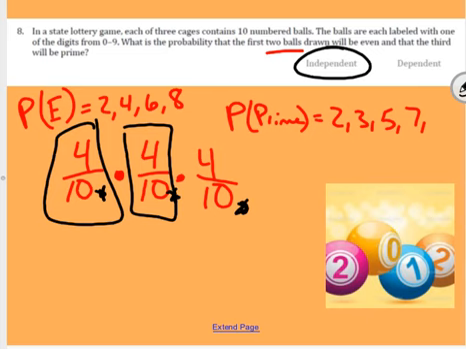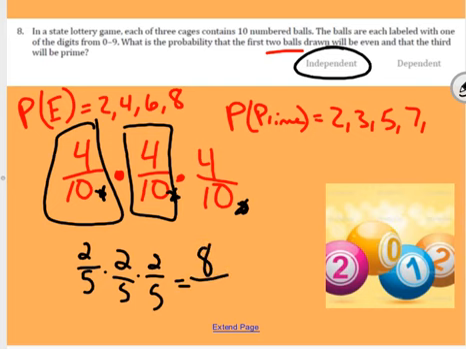And what I see when I see all these even numbers is I should divide by 2. So I probably would have reduced this and just written 2/5 times 2/5 times 2/5. And personally, 2 times 2 is 4 times 2 is 8, and 5 times that is 125. So 8 divided by 125 would let me know that there is a 0.064 chance of it happening to be an even, and then a prime ball at the end of the lottery.